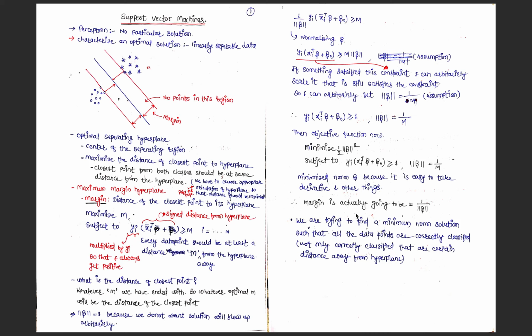Okay, so what we are doing is trying to find a minimum norm solution such that all the data points are correctly classified. Actually along with being correctly classified, we are ensuring that we must be a certain distance away from the hyperplane. Okay, so this is our objective function.